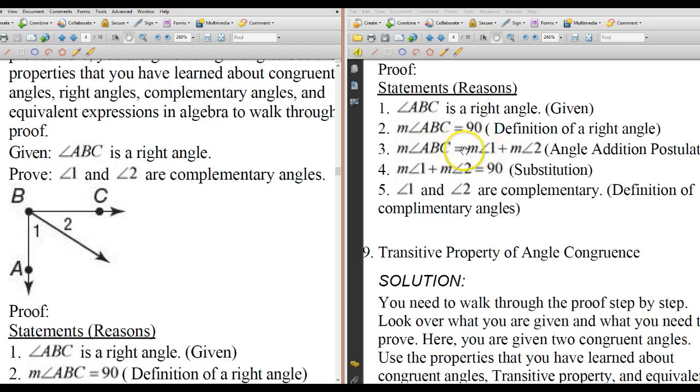From there I can substitute. So I'm substituting 90 in for the measure of angle ABC because in statement 2 it says that they are equal. So I'm getting this new statement by taking the measure of ABC out and putting 90 in its place. And then finally, I can say that angles 1 and 2 are complementary because I just showed that they added up to 90 degrees. So two angles that have a sum of 90 are called complementary angles. And that's just by the definition of complementary angles.